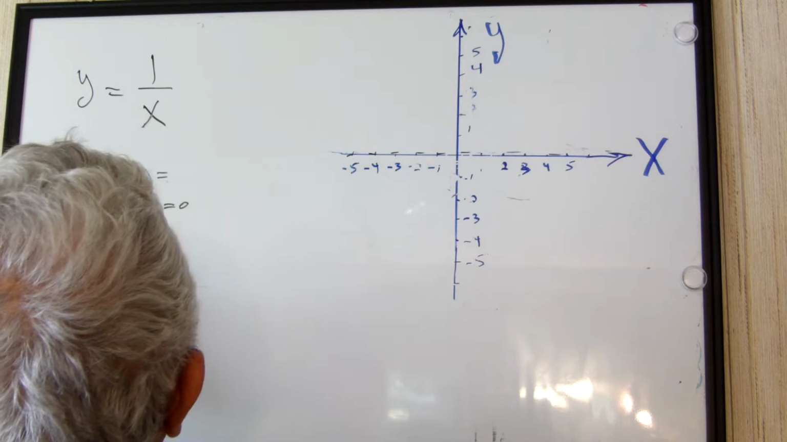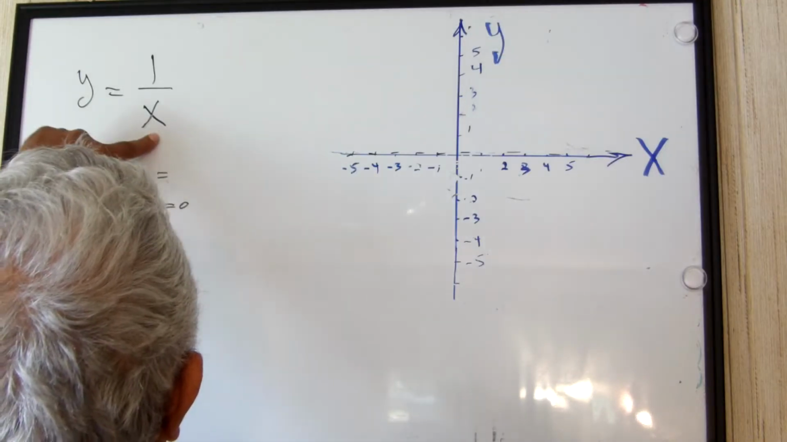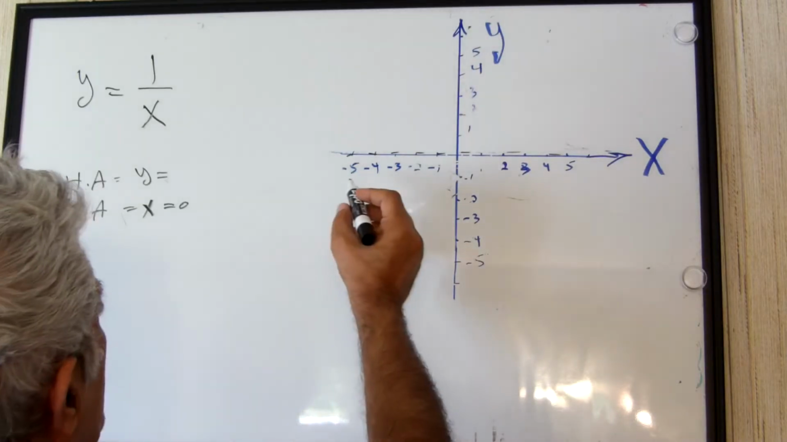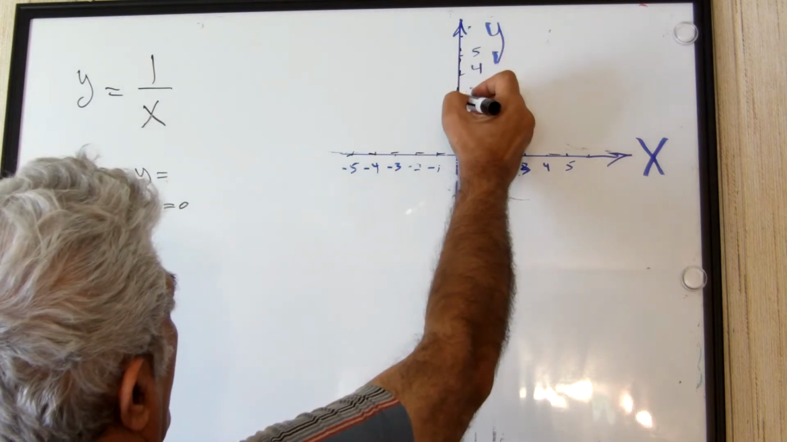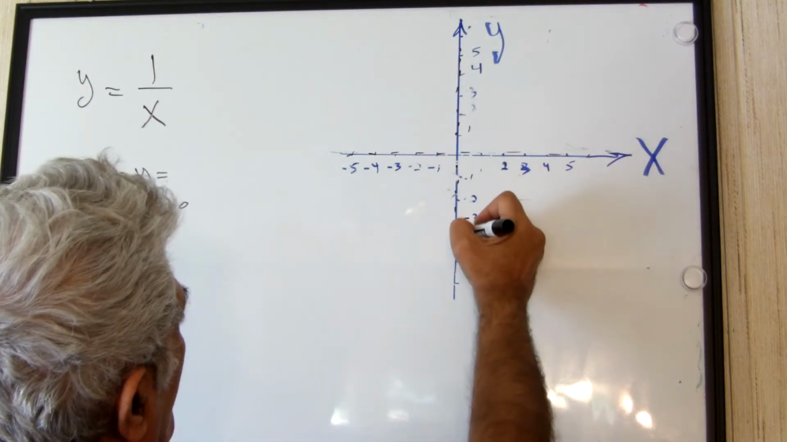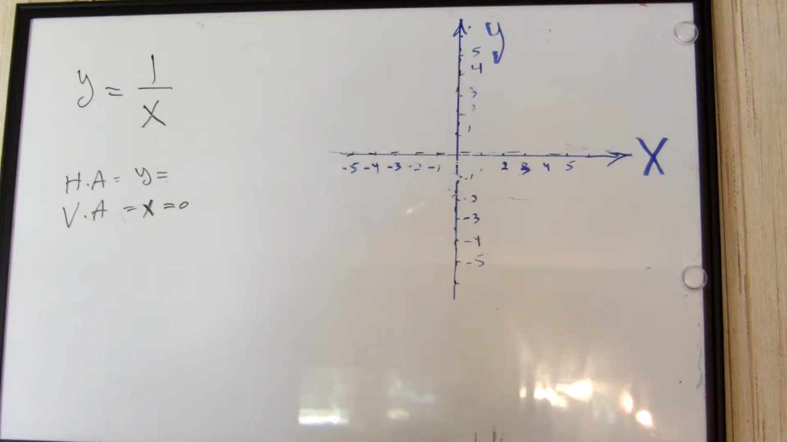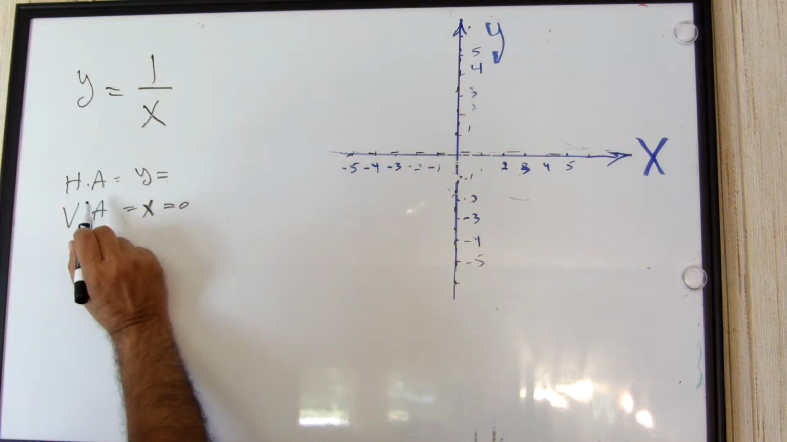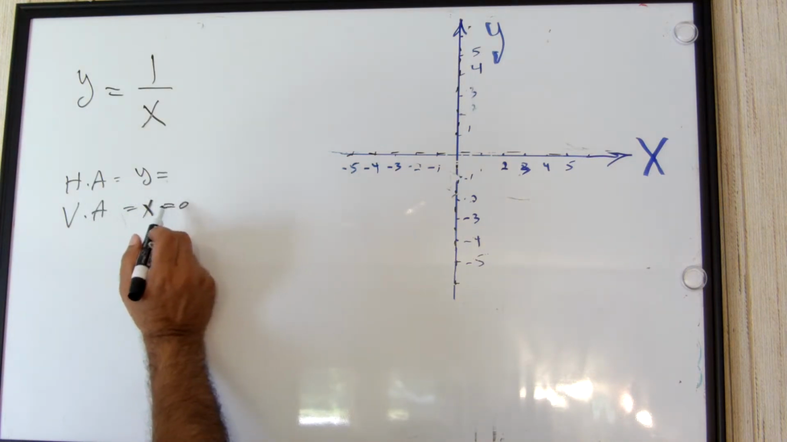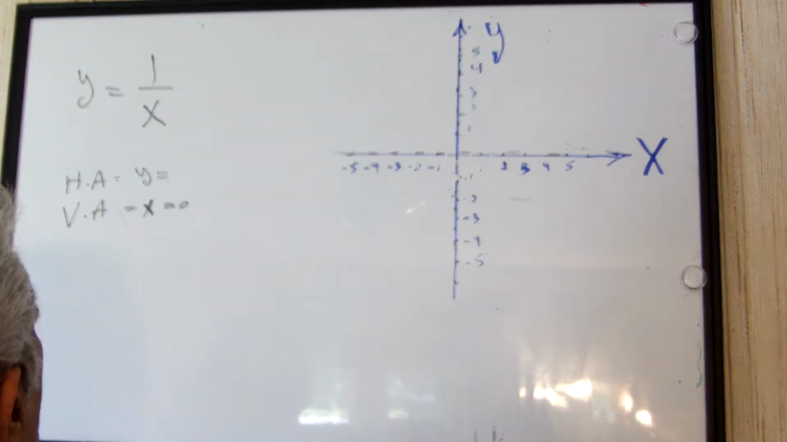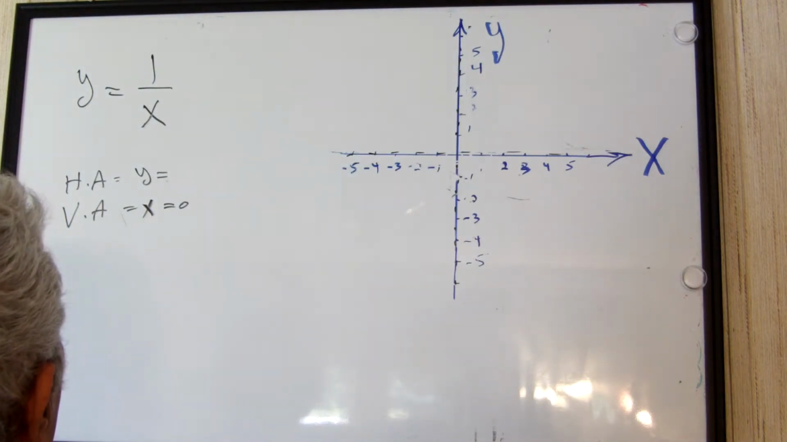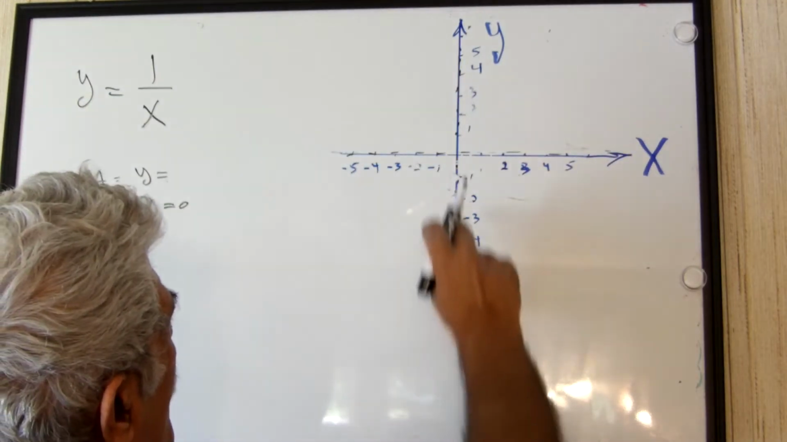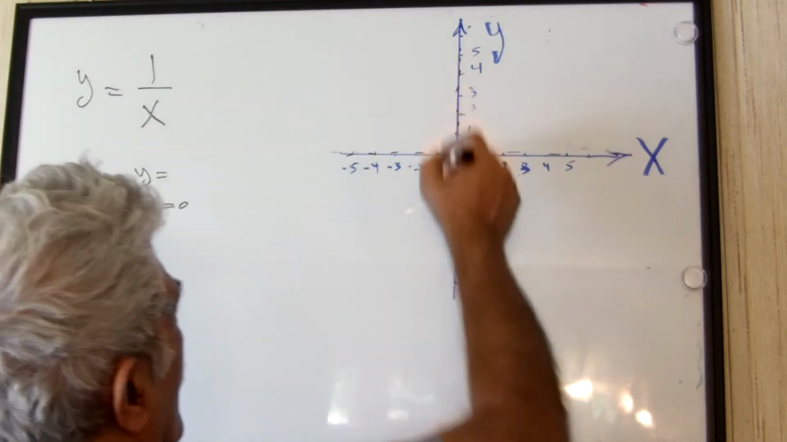For the vertical asymptote, we set the denominator equal to 0, and whatever x is, that is the asymptote. x equal to 0 means it is on the y-axis. To find the vertical asymptote, we set the denominator to 0, and in this case x is 0, so it is exactly on the y-axis.